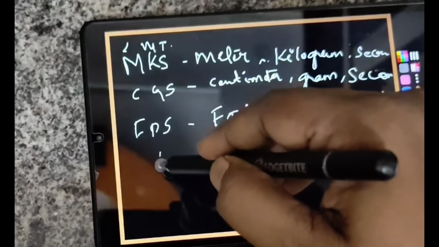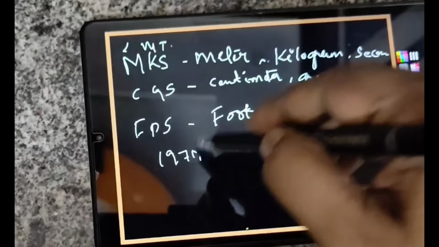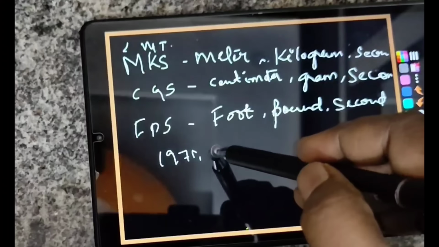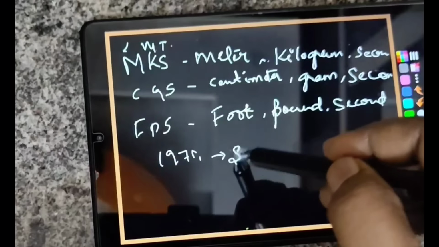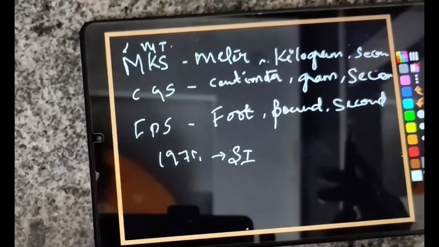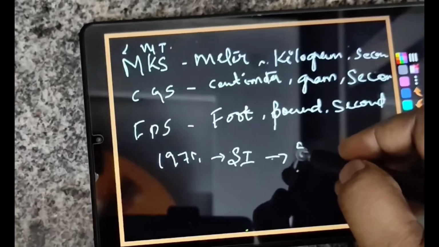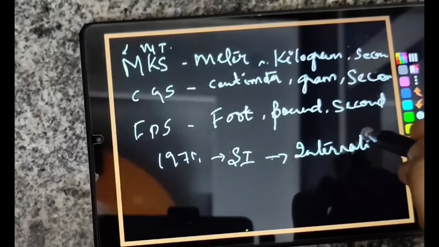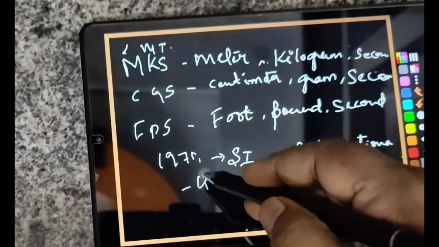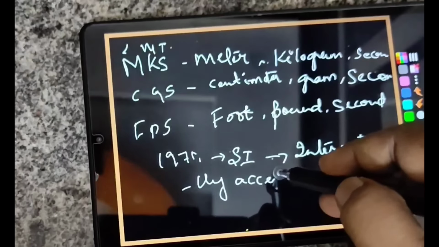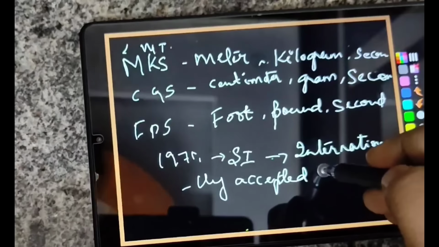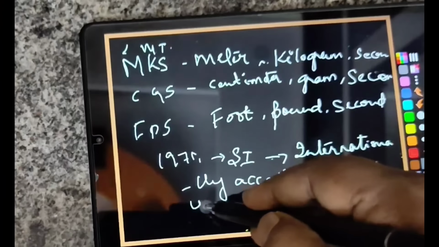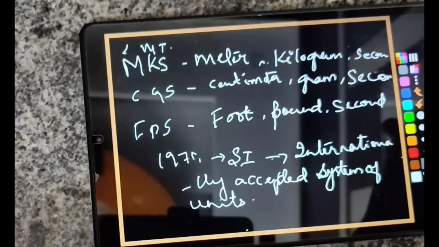Okay. In 1971, in Paris, they held a conference for the international system of units, and then came the existence of the SI system. So what is the SI system? It is the internationally accepted system of units.